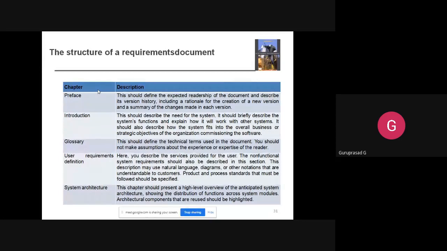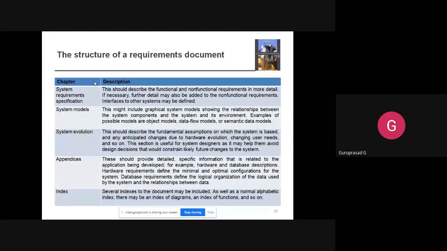I hope you can see the screen. The preface, then we have the introduction part, then the glossary, then the user requirements definition. What are you going to describe here? The services provided for the user. The non-functional system requirements should also be described. Then system architecture, a high-level overview of the anticipated system architecture, showing the distribution of the functions. Next, we have system requirement specification.